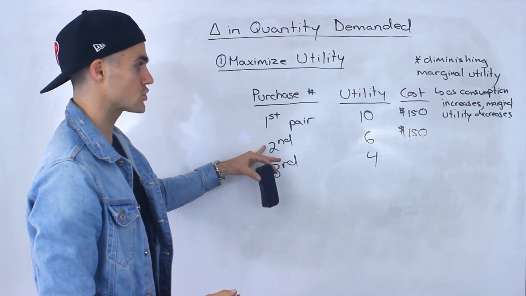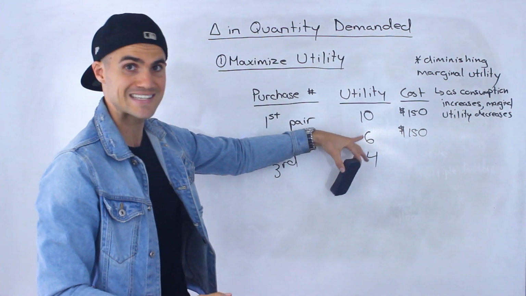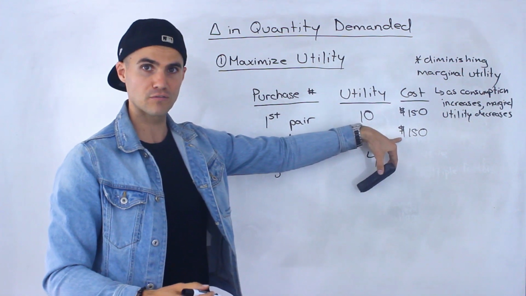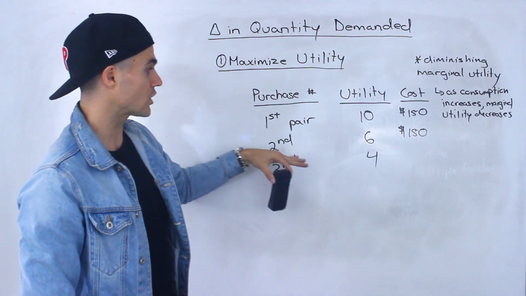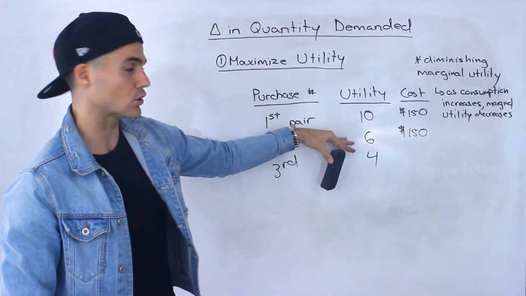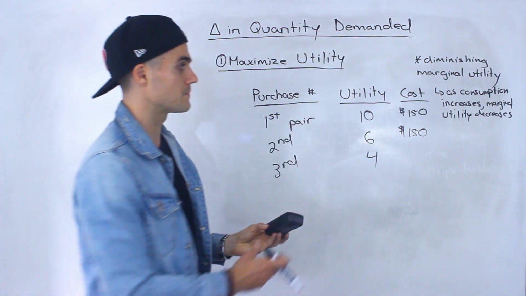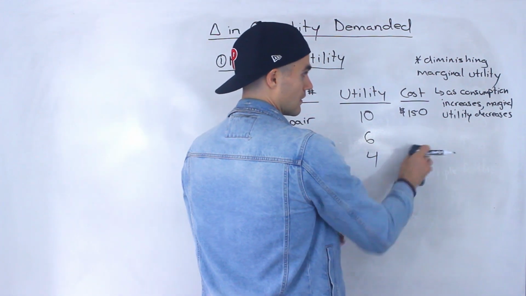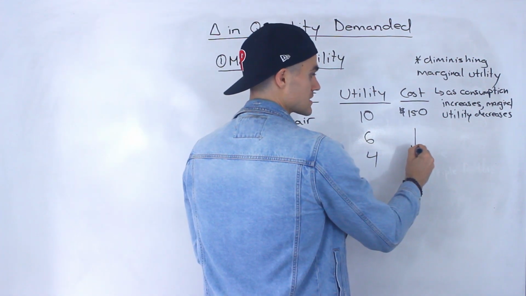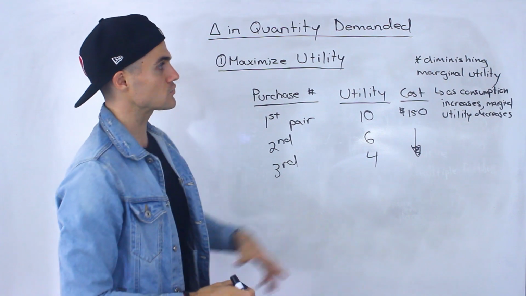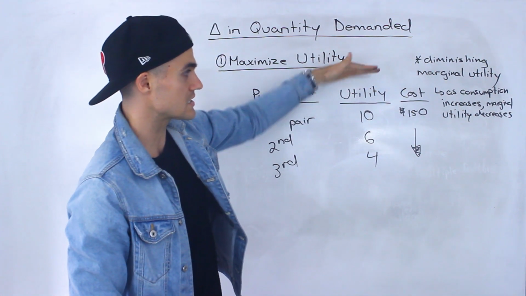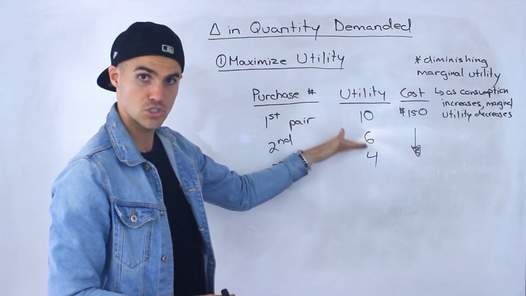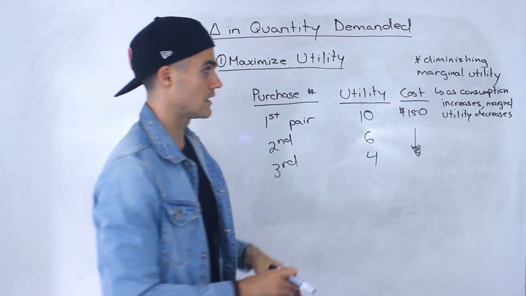If that second pair of shoes, you're getting a utility of only 6, are you going to pay $150 for that second pair? Probably not. So the only way you're going to buy that second pair of shoes that has a lower utility than the first pair is if the cost decreases. And so that's related to this, diminishing marginal utility. As consumption increases, the marginal utility of each unit decreases.